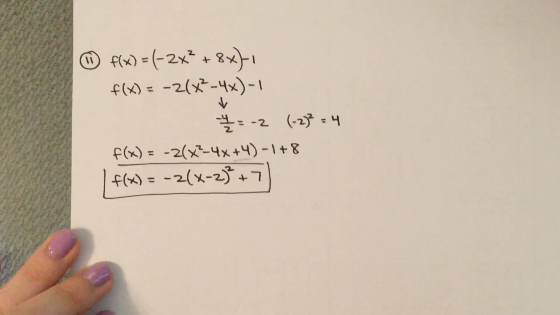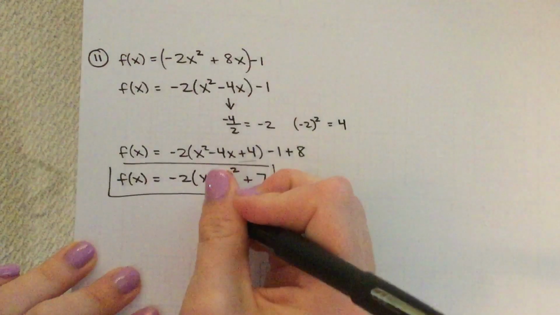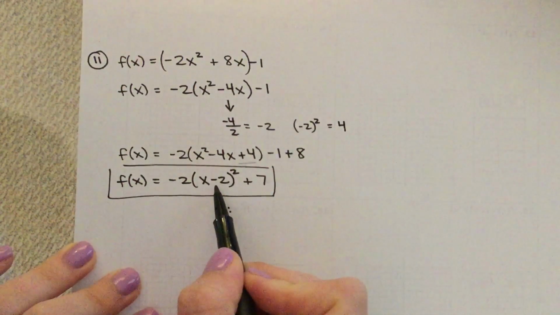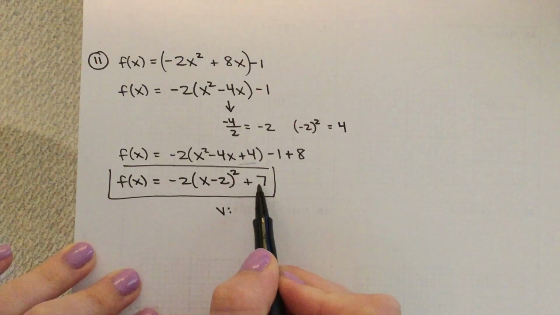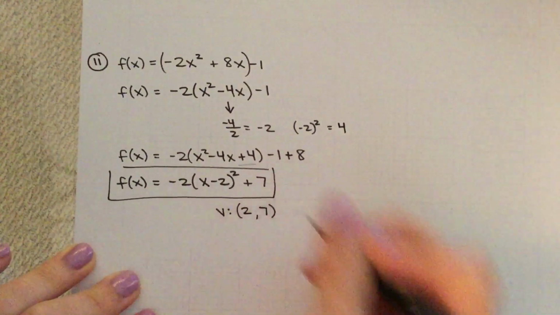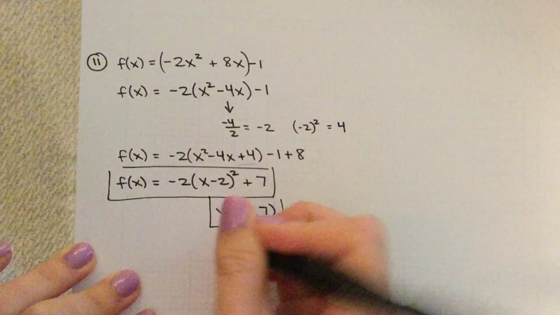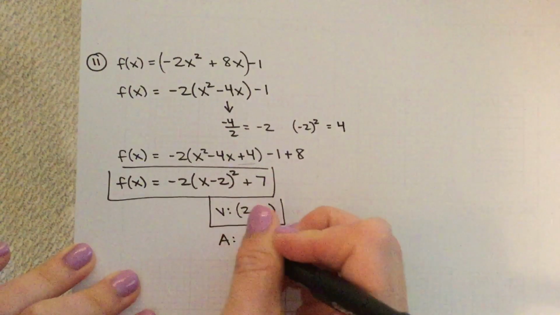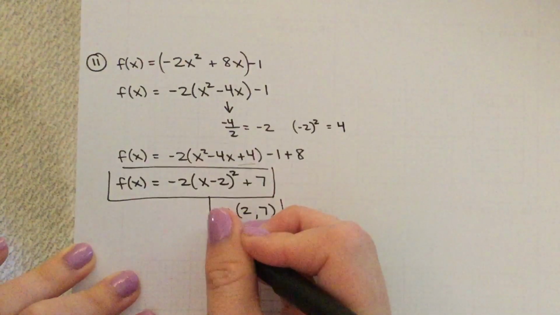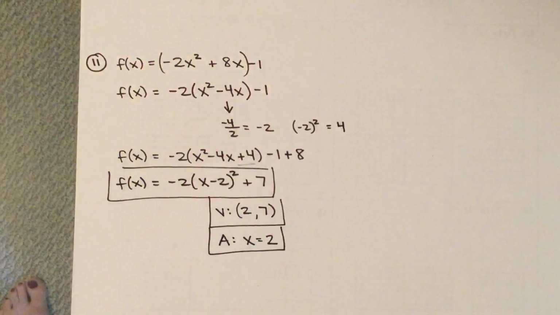I also need to identify the vertex and the axis of symmetry. So the vertex is just like I did with number 2. You take the opposite of this number for the x-coordinate and then this exact number for the y-coordinate. So positive 2 for the x-coordinate, positive 7 for the y-coordinate. And then the axis of symmetry is just x equals the same value that you had for that x value. Okay, so we got those 3 things that I asked you to identify. We're going to set up a table, and then we're going to graph.